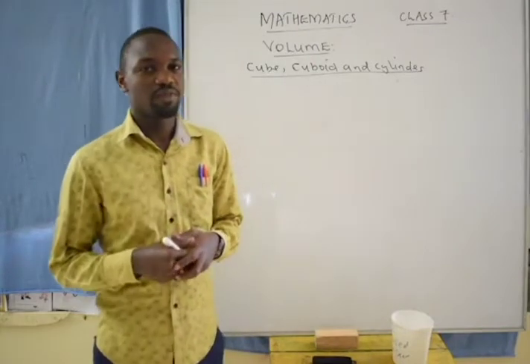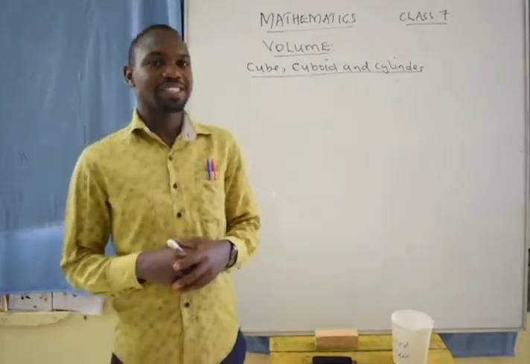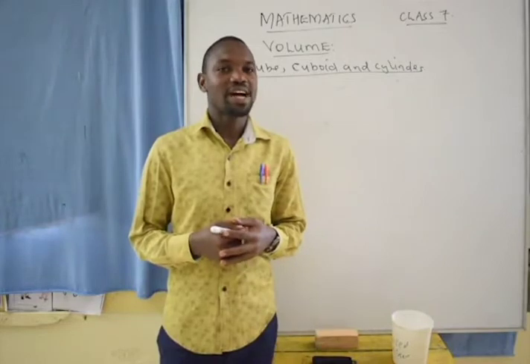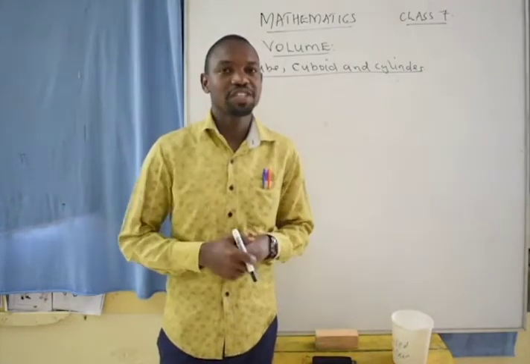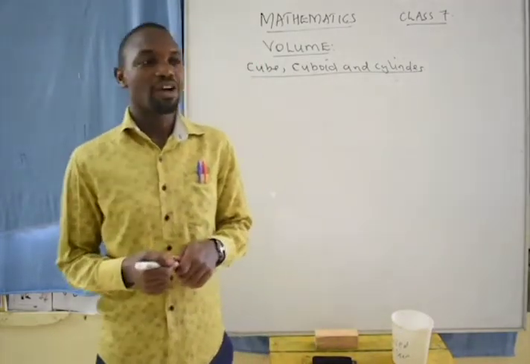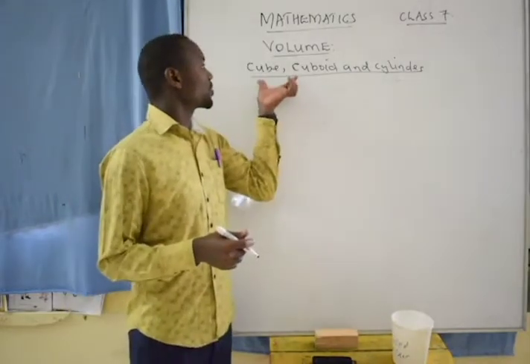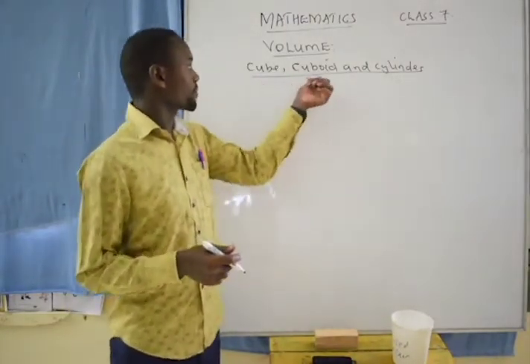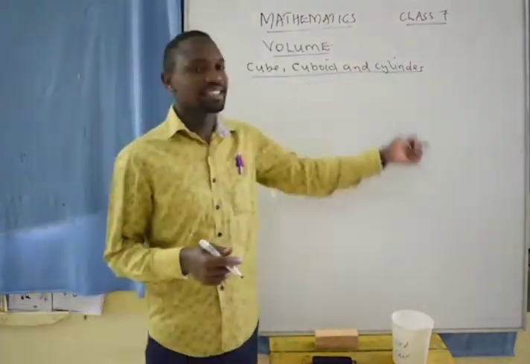What is volume? Volume is the amount of space that is occupied by an object. This morning we are going to look at the volume of a cube, a cuboid and a cylinder.